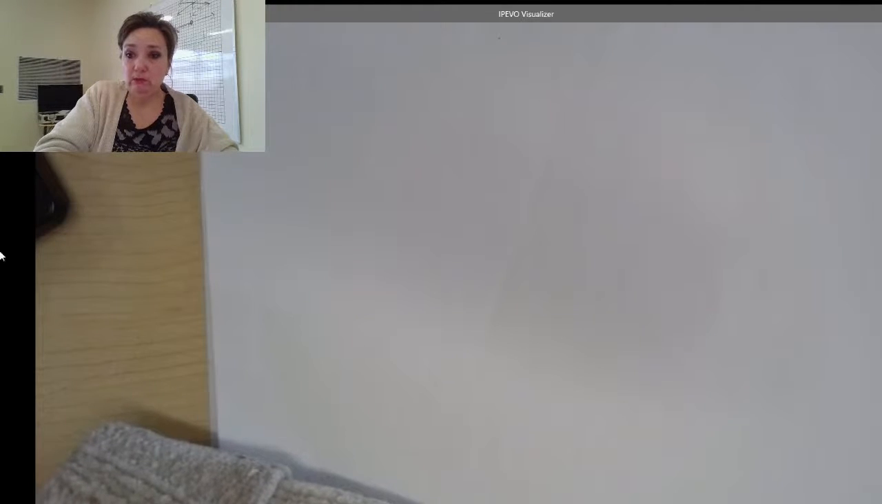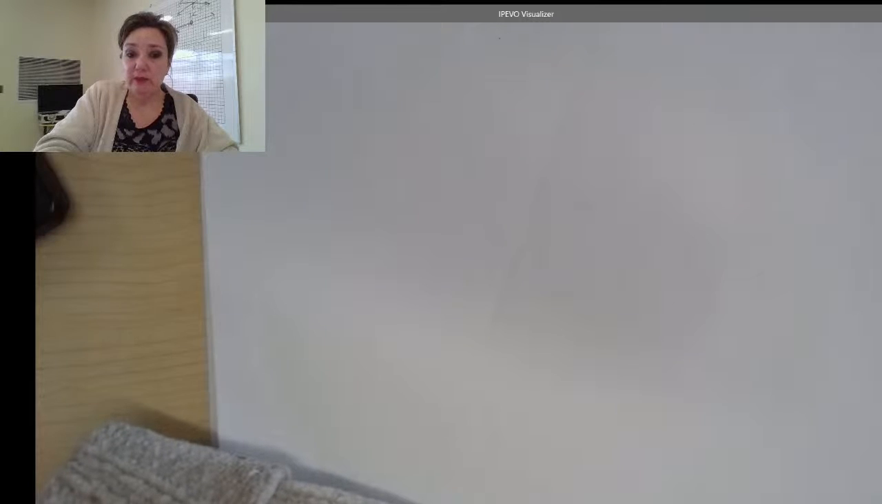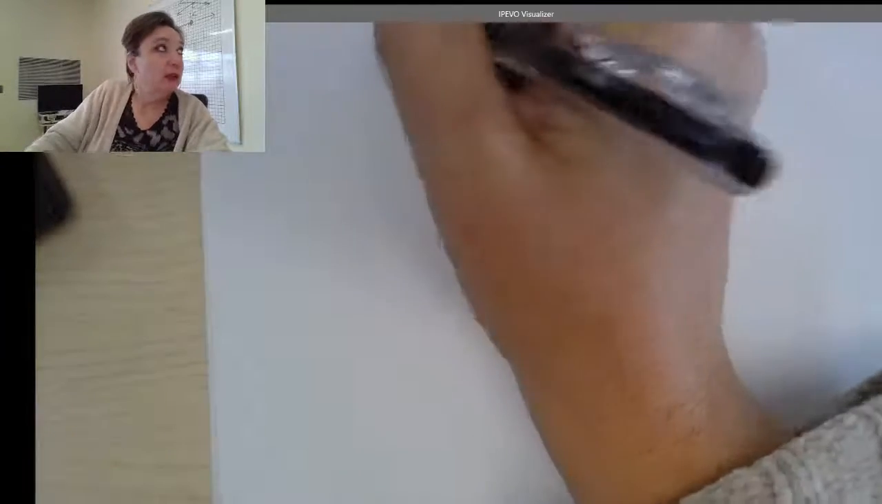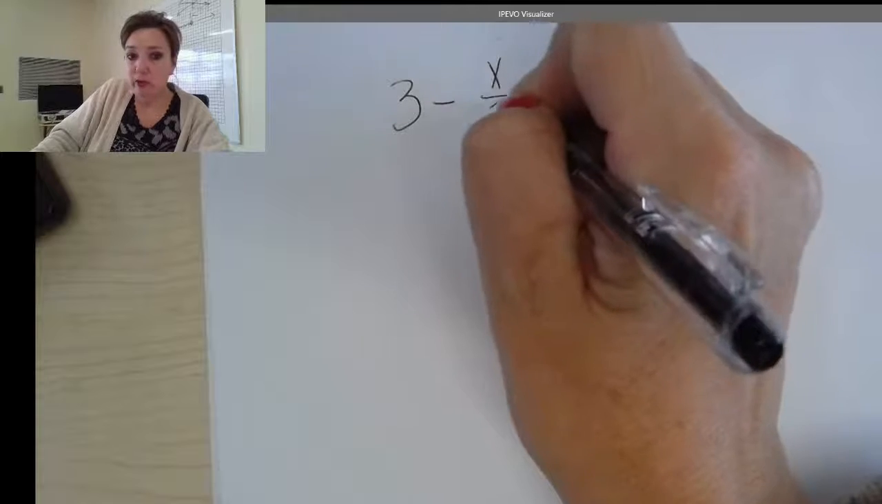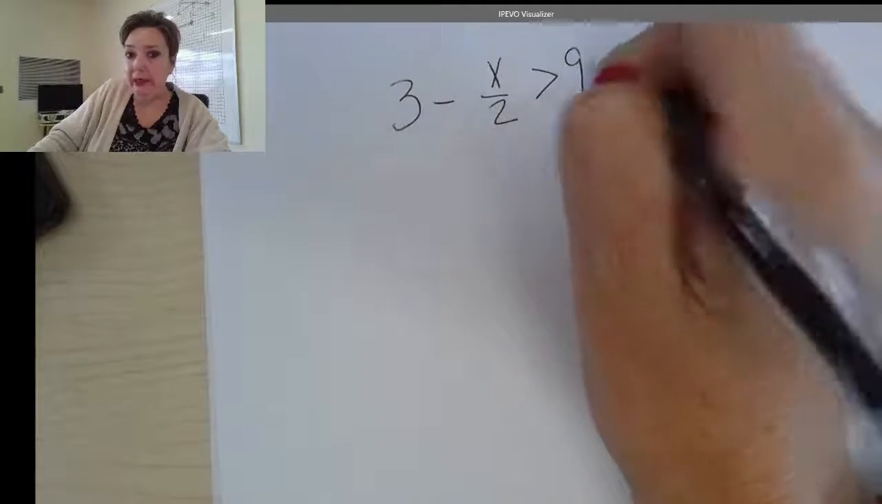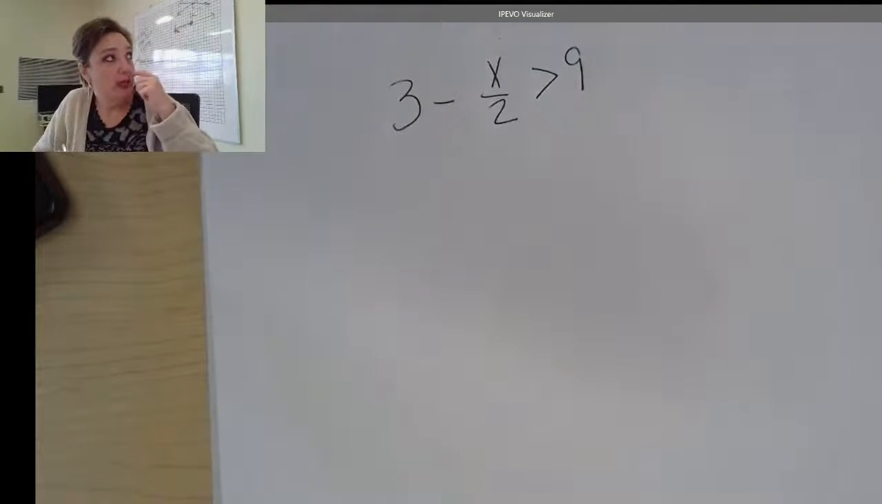Algebra 1. Under solving inequalities, lesson 19 is what we're looking in. And we're looking at the practice it. But this first little bit, we'll just do together as a group. And I'll just write down the things. So here's what we've got. We've got 3 minus x over 2 is greater than 9. That's what we have. 3 minus x over 2 is greater than 9.